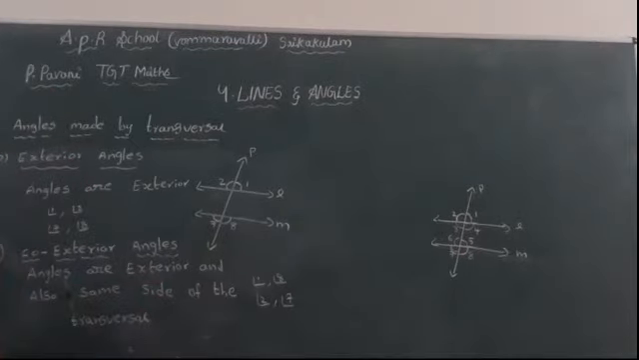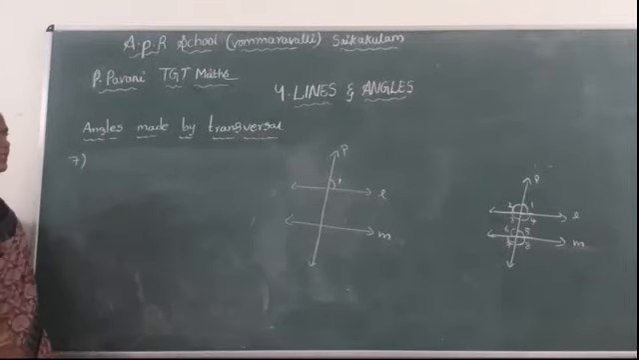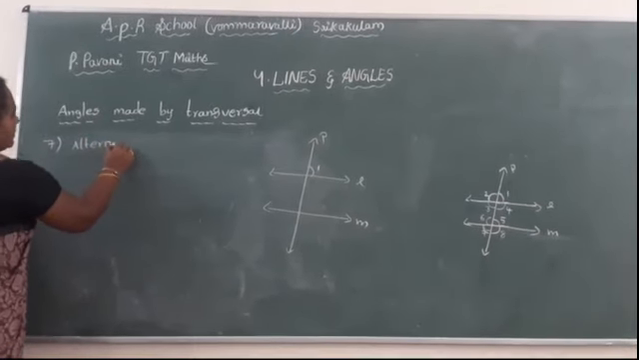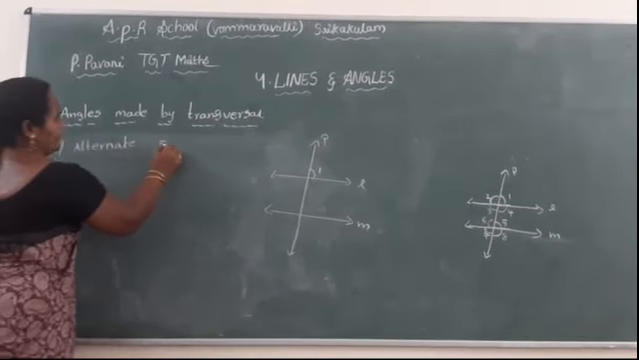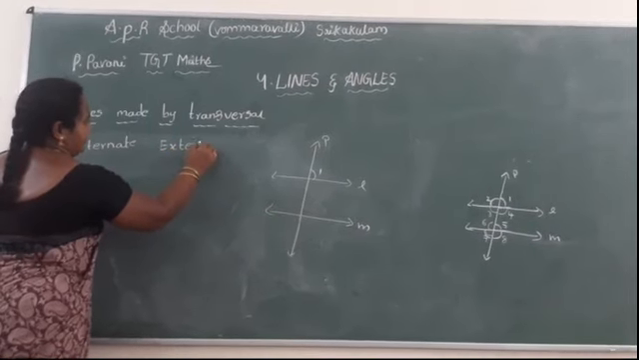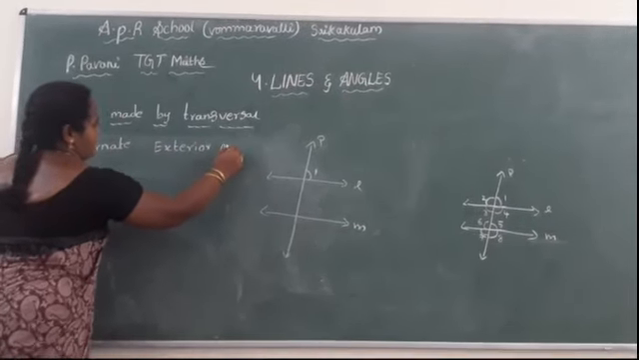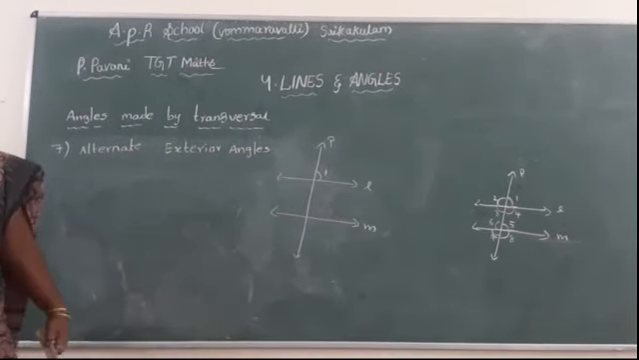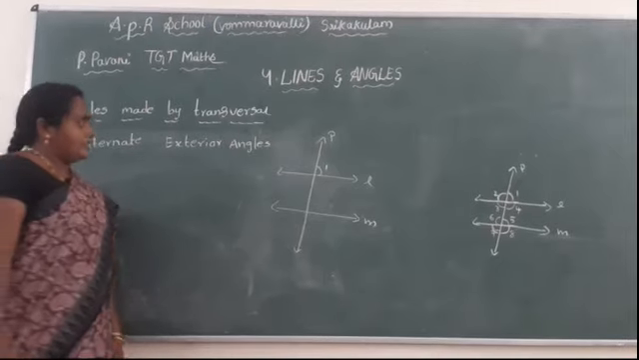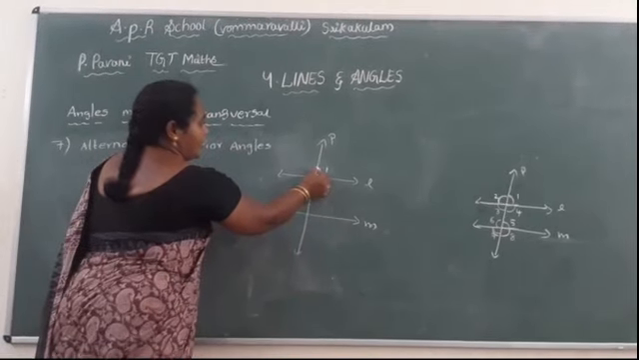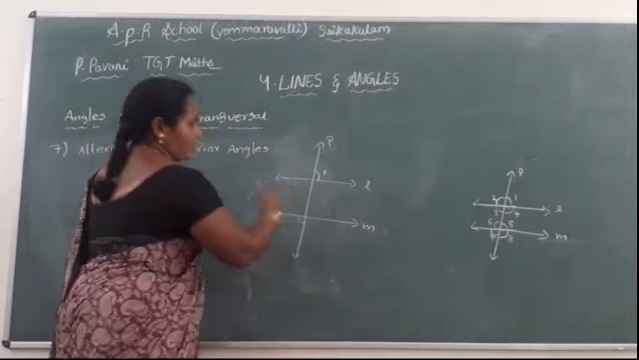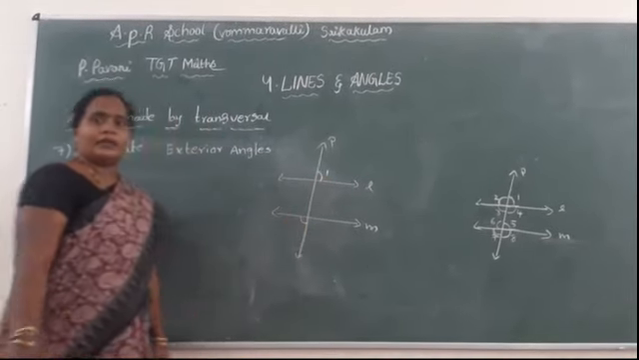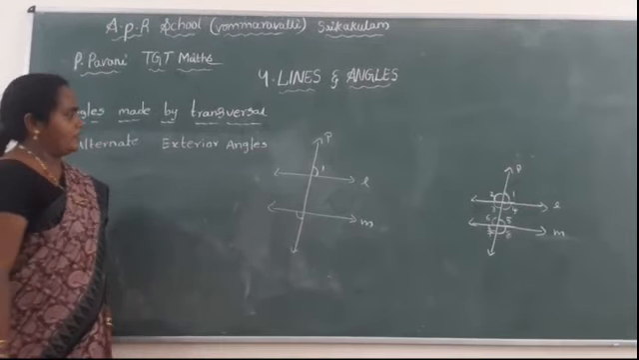Exterior angles. Alternate exterior angles. Alternate exterior angles means angles are alternate to the transversal and also exterior of the transversal.